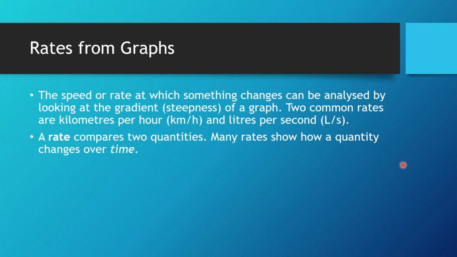A rate compares two quantities. So when we talk about speed, the two quantities we compare are kilometres and hours, usually. Many rates show how a quantity changes over time. That's kilometres per hour, that's a time. Litres per second, that's a time. Sometimes we might not use it over time.